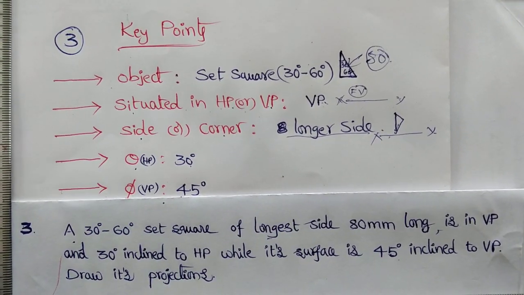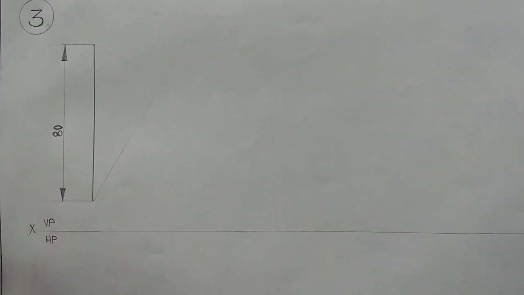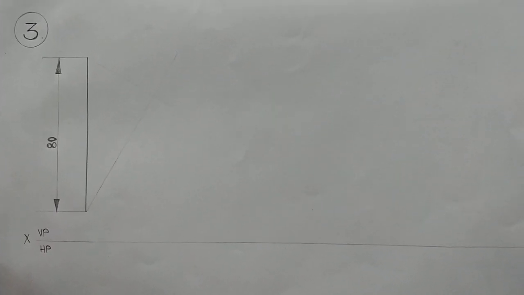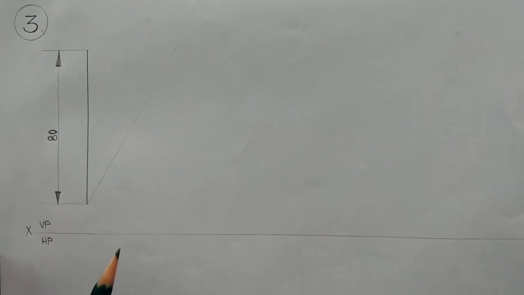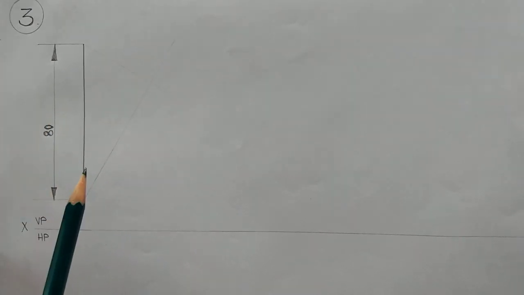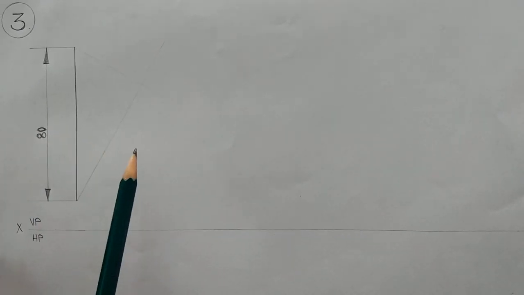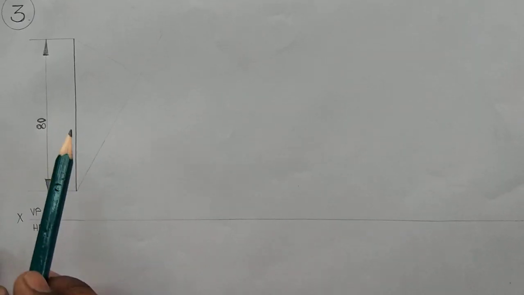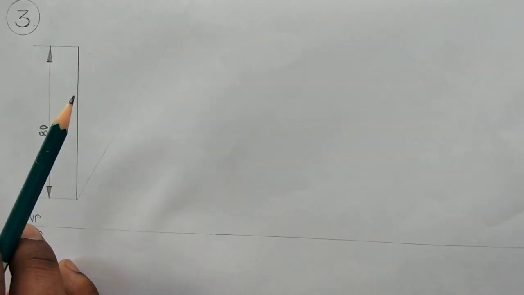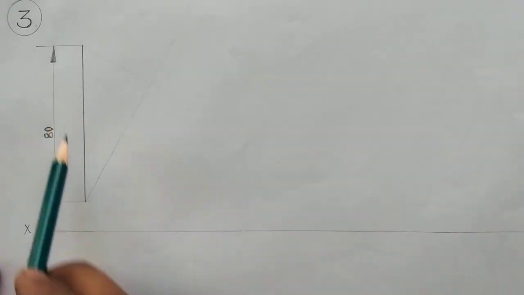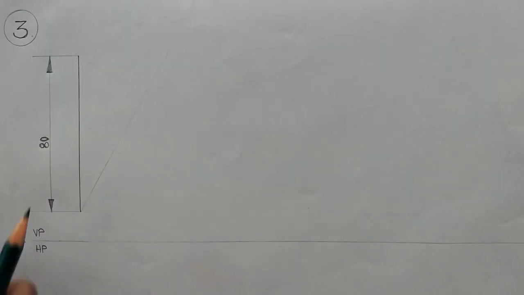So we can see the projections. According to the given data, our set square is located in the VP, that means touching the VP. That is why we can construct the true shape of the set square in the VP. That means in the front view we will be getting the true shape. And out of the three edges of the set square, the longer edge is in the VP, so we keep that one on the left side in the simple position. So that is the 80 mm line.